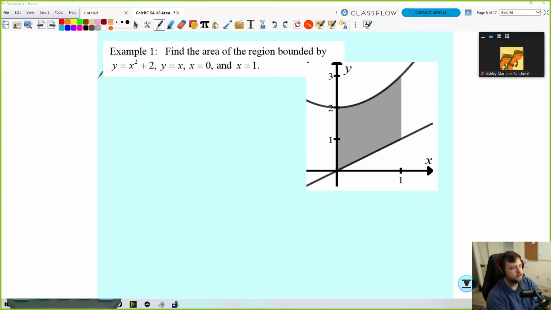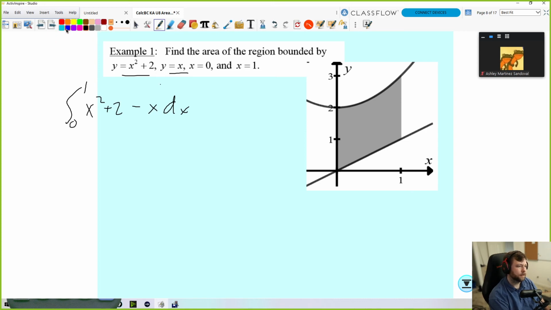If you want to pay attention, you don't have to. So I have 2 functions, this and this. You look at this picture right here. I know they cross at 0 and 1 because they tell me my limits are going to be from 0 to 1. And I go, what's on top? Well, you can plug in values, but this is a line. This is a curvy boy. That's a parabola. That goes on top, minus the bottom. So I got this.